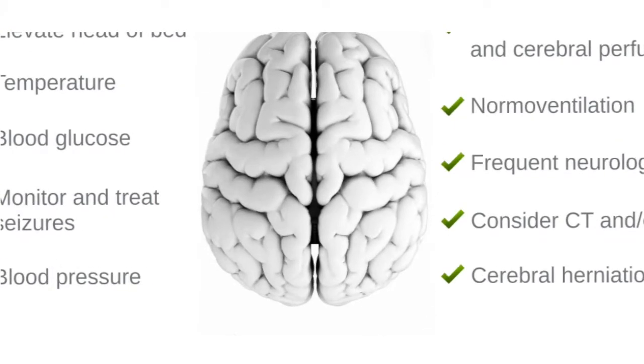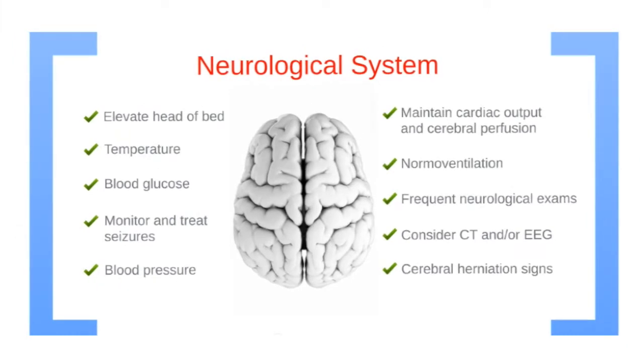Next, let's review post-resuscitation care for the neurological system. When monitoring temperature, avoid hypothermia and treat an elevated temperature. For cardiac arrest, consider hypothermia protocol. If hypothermia protocol is initiated, avoid rewarming unless hypothermia is causing complications.